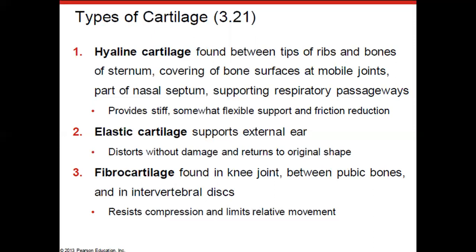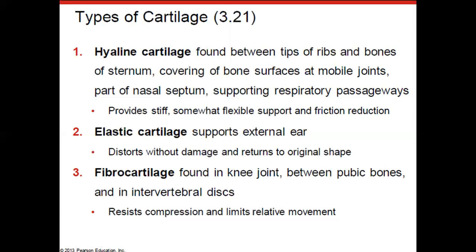Elastic cartilage, like in your outer ear, so take your ear and move it around, what you can feel in your ear. That distorts, and you can move it, and it'll kind of flatten back to its original shape because of the elastic cartilage. Now, as opposed to in hyaline cartilage, where there's a lot of collagen fibers, there's more elastic fibers here in elastic cartilage.